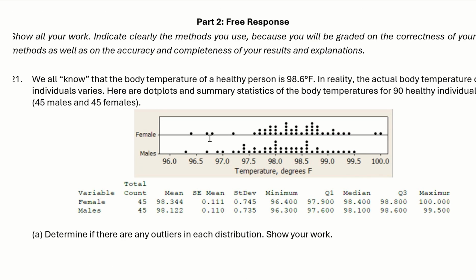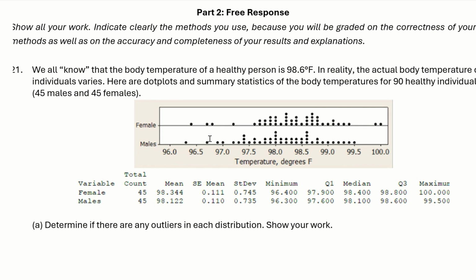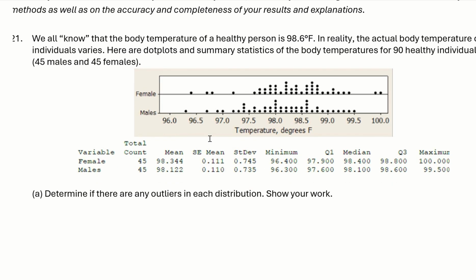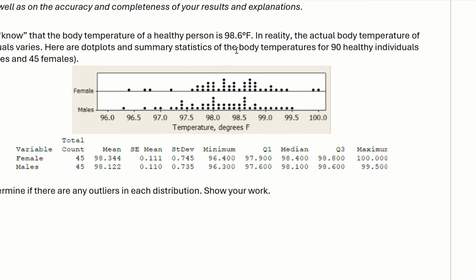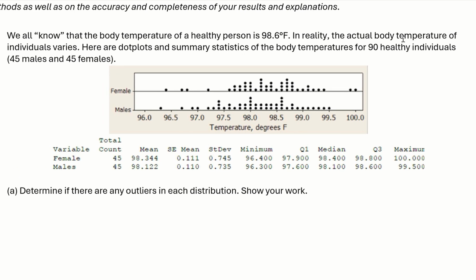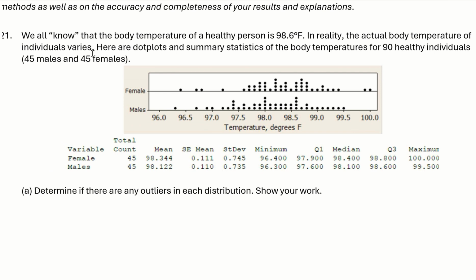Okay, all right, that takes care of the multiple choice. So now we're looking at the free response questions. For number 21, we all know that the body temperature of a healthy person is 98.6 degrees Fahrenheit. In reality, the actual body temperature of individuals varies. Here are dot plots and summary statistics of the body temperatures for 90 healthy individuals, 45 males and 45 females.